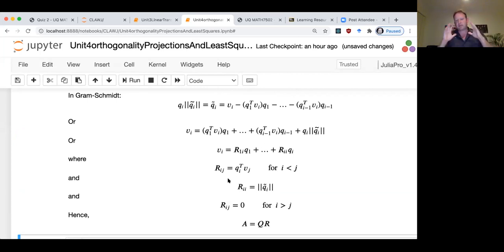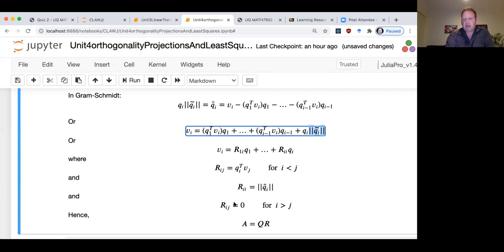This is not so critical, by the way, you just need to understand the concept. The full details are that we're reverse engineering from Gram-Schmidt to get the QR factorization. Rij is going to be the inner product of Qi and Vj, and Rii, the diagonal, is going to be the norm of Qi tilde. And Rij is going to be 0 if i is greater than j, because Vi only depends on the first Qi.